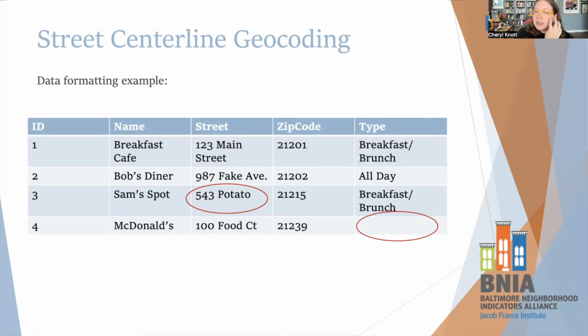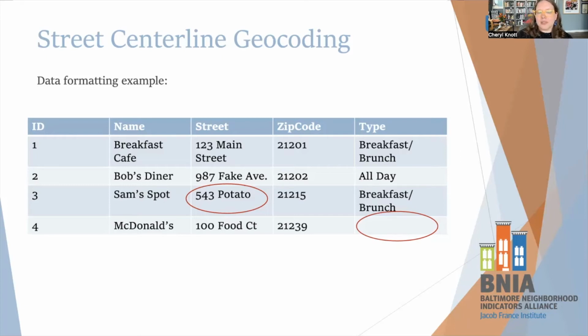We can see some variations in these street types here. So we've got the word street fully spelled out, 987 Fake Avenue for Bob's Diner. We've got avenue, the word abbreviated to AVE, and we've got a period after the abbreviation. For McDonald's at 100 Food Court, court is abbreviated without punctuation. So the good news is that in the process of street centerline geocoding, which I'll talk about on the next slide, it's okay to have different expected abbreviations. So we would expect avenue to be abbreviated to a standard AVE, court makes sense to be abbreviated to CT, and the punctuation actually doesn't make that much of a difference.